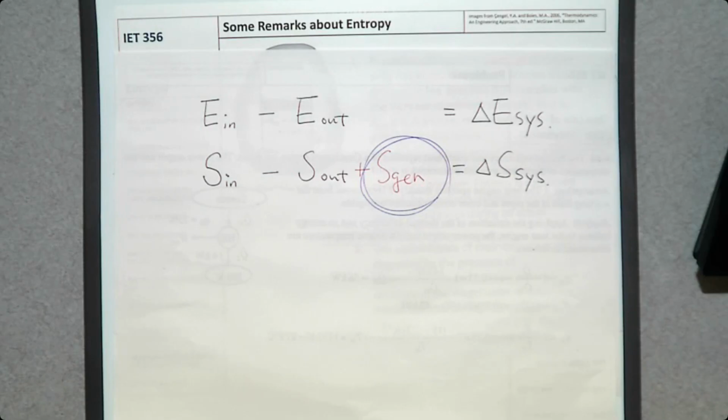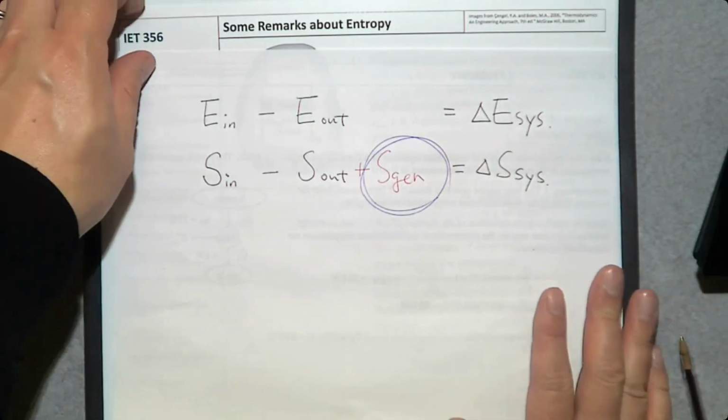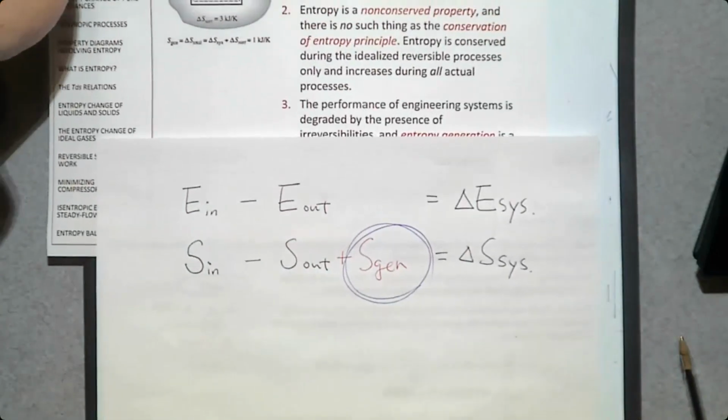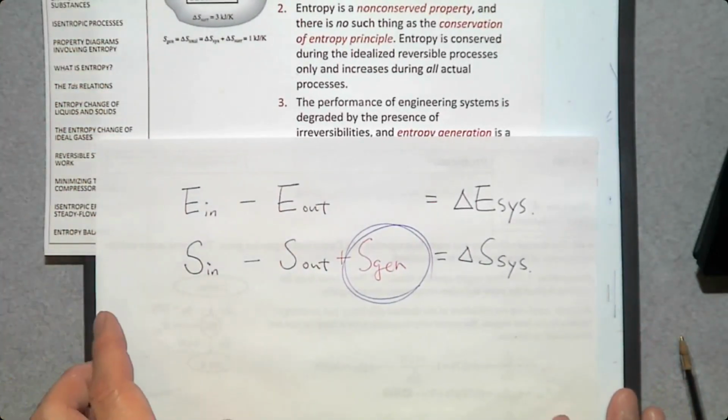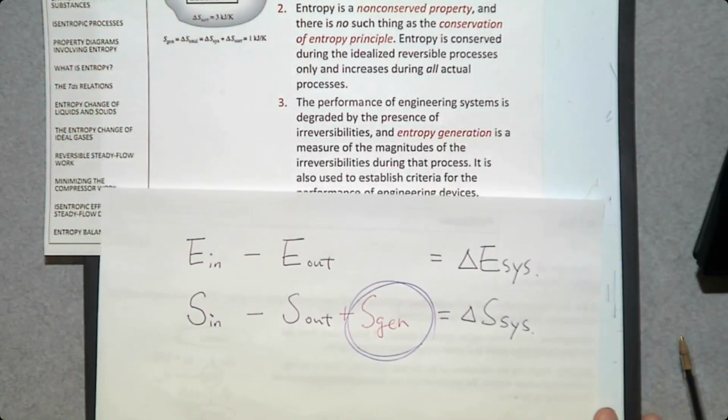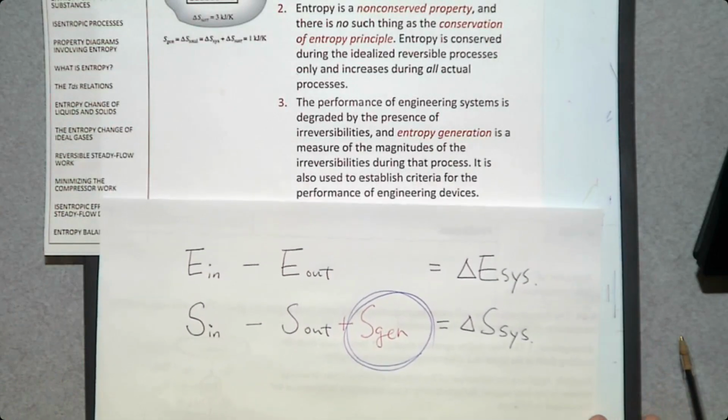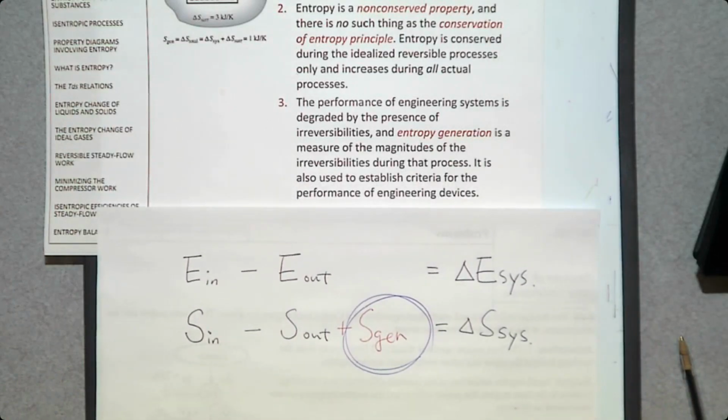Make sense? So that is based on the characteristics of entropy. So that comes from number 2 and number 3. Entropy is a non-conserved property, so there is no such thing as the conservation of entropy principle. However, because of that, we know entropy should increase. So we can add entropy generation into this entropy balance equation to be able to determine entropy generation. Make sense?